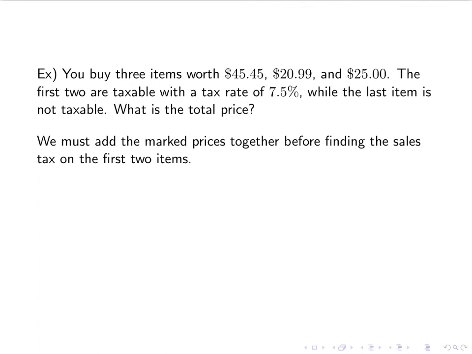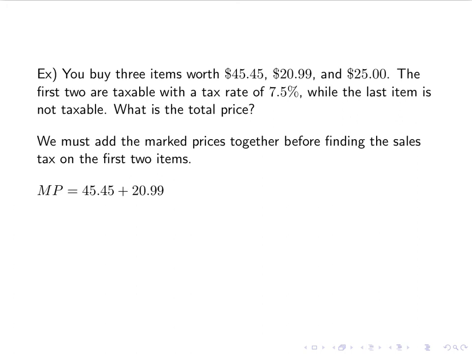Whenever you have multiple items being taxed, you have to add those marked prices together first. Don't find the sales tax on each one individually and then add them. If you look at a receipt that you get from the store, you'll notice the sales tax is done at the end. Okay, so you don't see a sales tax for each individual item, you see it at the end. So you have to make sure that you're adding up all the marked prices of the taxable items first.